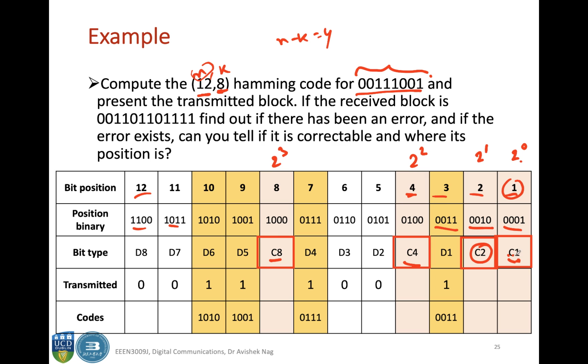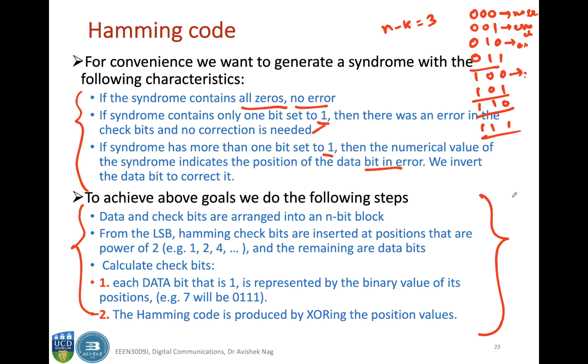So the check bits are in positions 1, 2, 4 and 8. This is by rule: the check bits have to be in the positions that are powers of 2. All this we are doing because we need a syndrome that has the properties that we talked about here. Because of that, we need to generate a code that follows these steps. So the check bits are inserted at positions that are powers of 2.